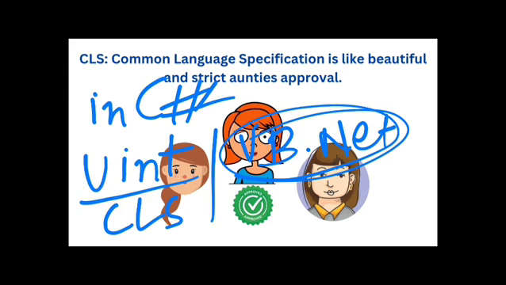Aunties don't approve of lots of fun at a wedding. They just want you to dance decently. Beta, do this, beta, do that. They give instructions and we have to follow. If you don't follow, then drama begins. That's it. To avoid drama, we follow the rules. Similarly, CLS ensures that all these .NET languages are cross-language compatible.